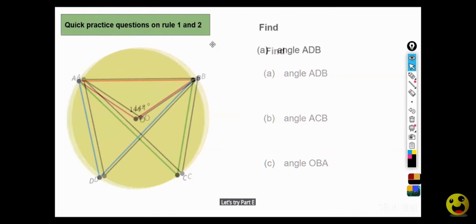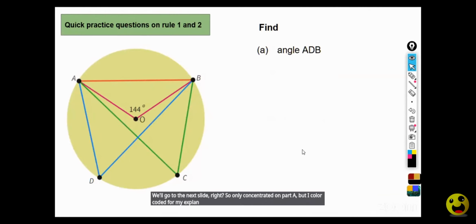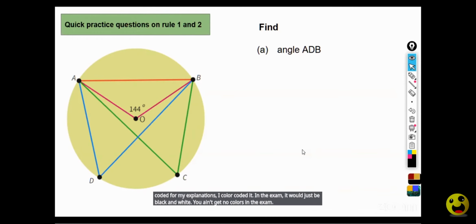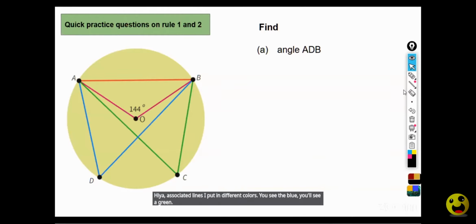Go to the next slide, right? So I only concentrated on part E, but for my explanations, I color-coded it. In the exam, it would just be black and white. You ain't getting no colors in the exam, right? So each pair of associated lines, I put in different colors. You see the blue, a green, a kind of purpley and an orange.